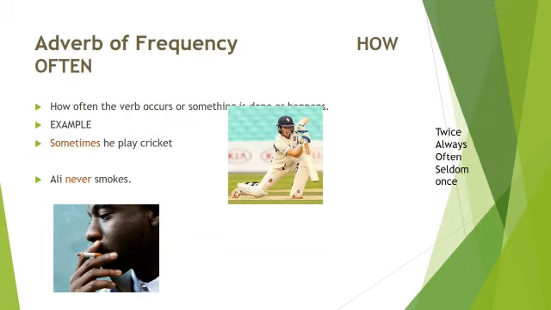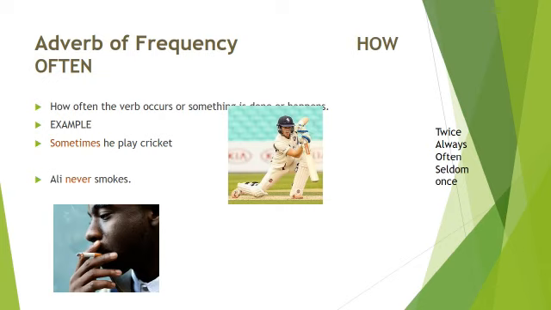Next one is adverb of frequency. It tells you how often or frequently the action is being performed. It tells you how often the verb occurs or something is done or happens. For example, sometimes he plays cricket. We understand that he plays cricket, but what is the frequency, or how often does he play? He plays sometimes, not most of the time. So sometimes is an adverb here.